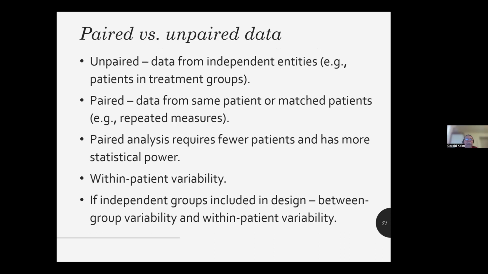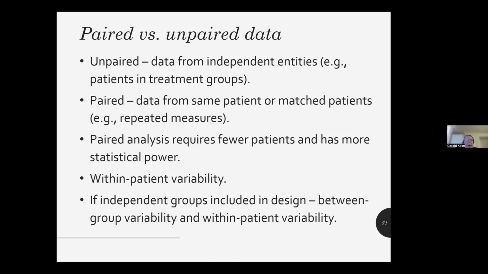Then whether data is paired or unpaired. Unpaired means that each data point comes from an independent entity. So like patients in treatment groups, you don't have the same patient in both the treatment and the control group. On the other hand, if we have paired data, then that means we have data from the same patient, or maybe it's matched pairs. So this is done in twin studies, obviously, where even though they're different individuals, because they're twins, they're matched.